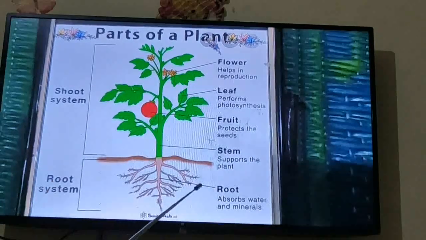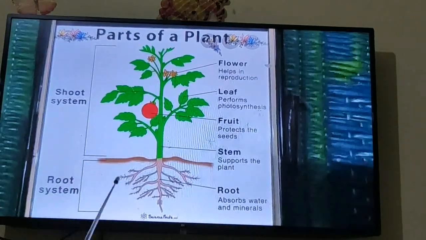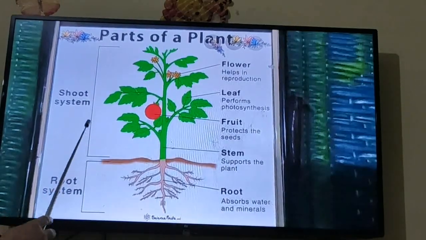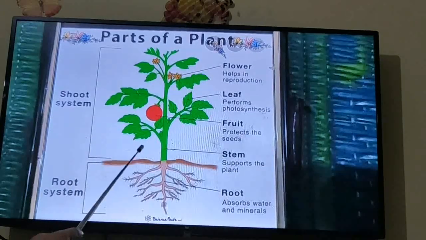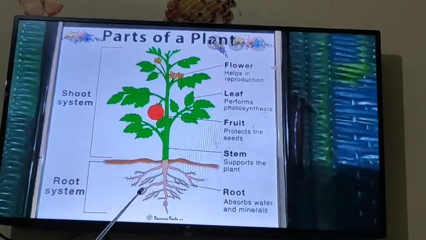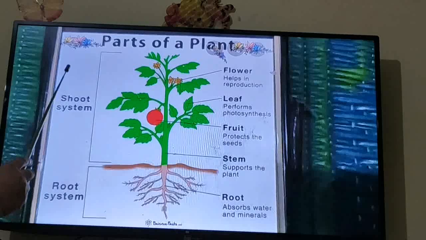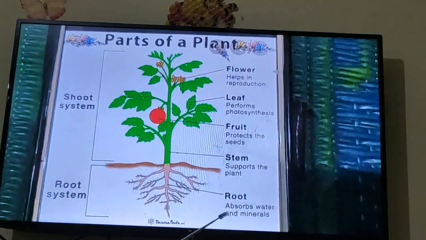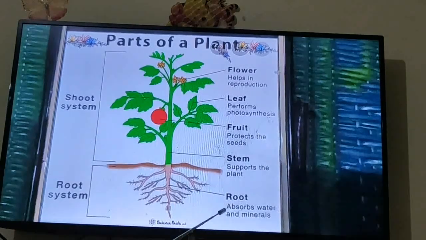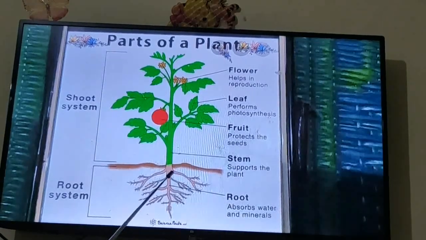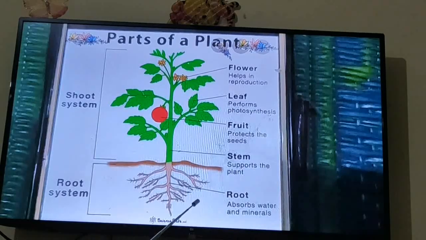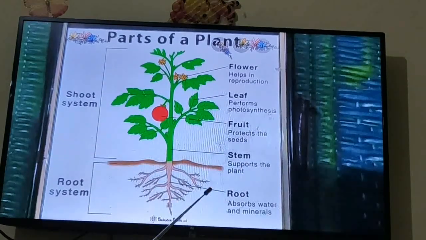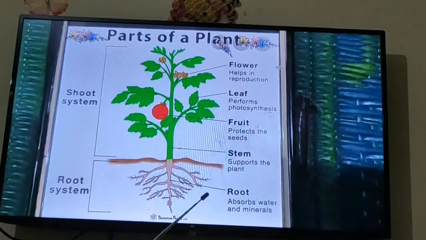These parts are divided into two systems. First is the root system and second is the shoot system. The root system is always under the soil, and the shoot system is above the soil. Now I am going to start with roots, because whenever a seed germinates, the root always comes out first. The part of the plant which is in the soil is the roots.